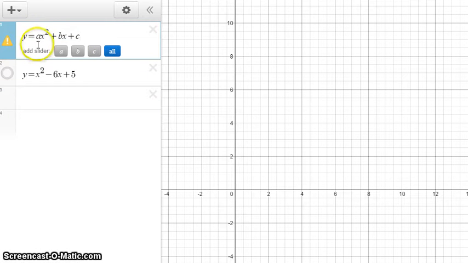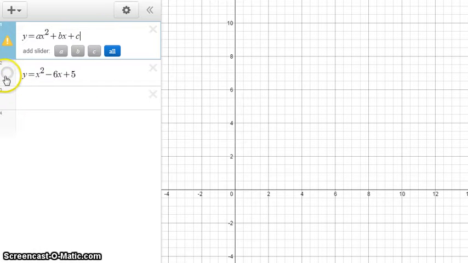y is equal to ax squared plus bx plus c, where of course my a cannot be 0. a, b, c are just any constants, any value, but a cannot be 0, because if a becomes 0, then that whole thing goes away. We wouldn't have a quadratic function. So this is the standard form of a quadratic function.